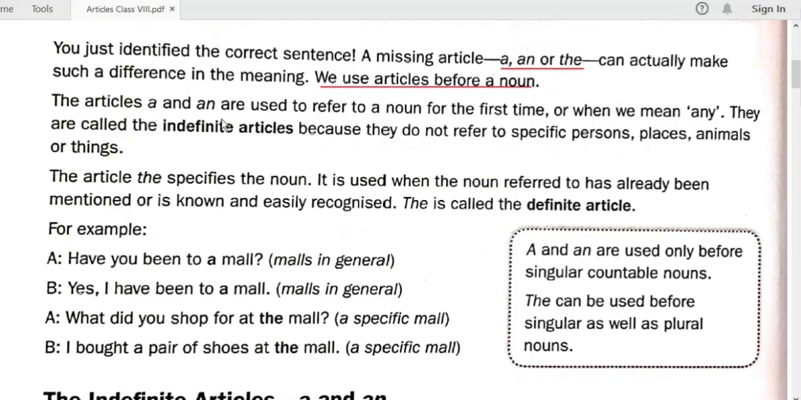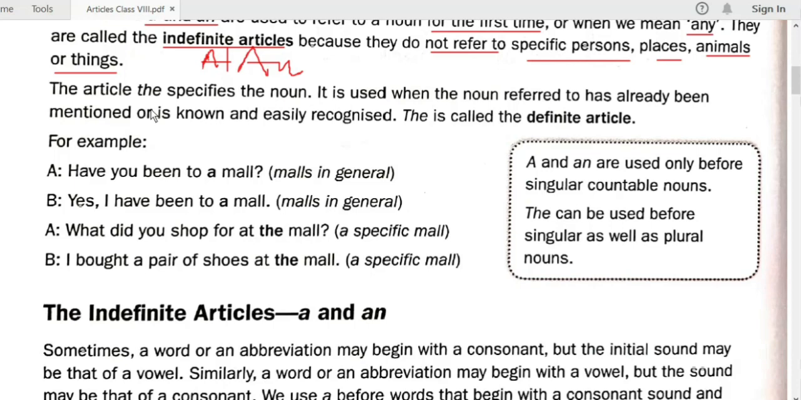The articles a and an are used to refer to a noun for the first time. See here, a or an. That's why it is called indefinite article, and it is used for the first time, or when we mean any. They are called the indefinite articles because they do not refer to specific persons. Indefinite articles never refer to specific persons, places, animals or things. That's why it is called indefinite article, and for indefinite article, a or an is used.